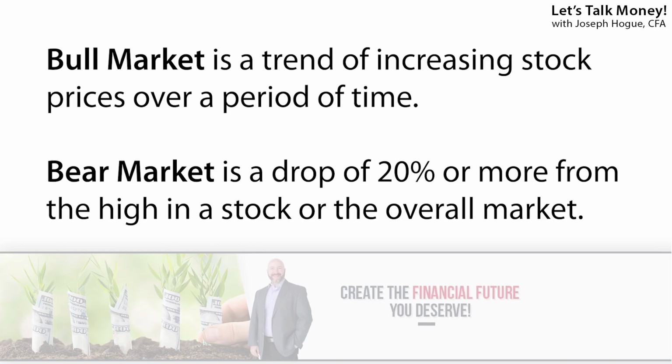So the technical definitions of these 2 types of markets aren't very good. A bull market is just when stock prices are increasing over more than a few months. A bear market, on the other hand, is any drop of 20% or more from the most recent high in a stock or the market as a whole. So you can have a bull or a bear market in the overall stock market or just an individual stock or investment. But what's more important here is the investor sentiment in each of these.